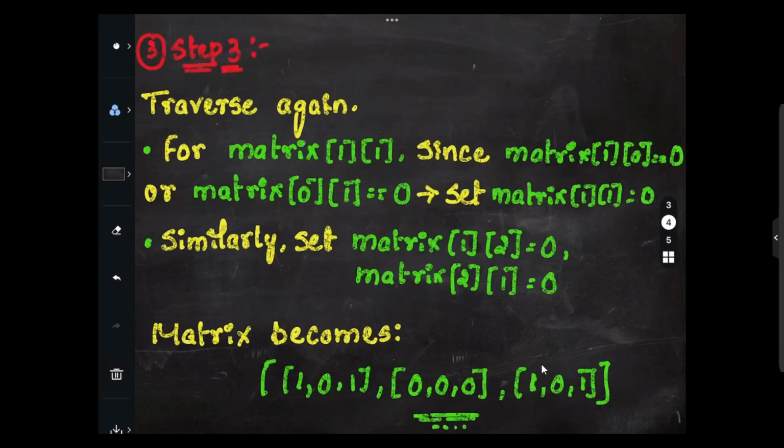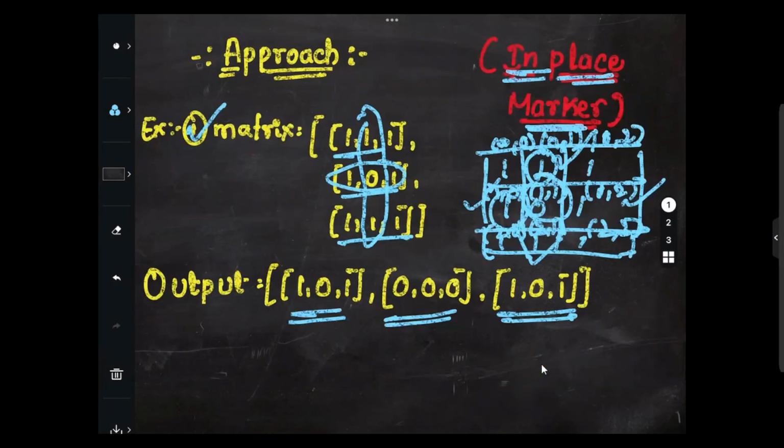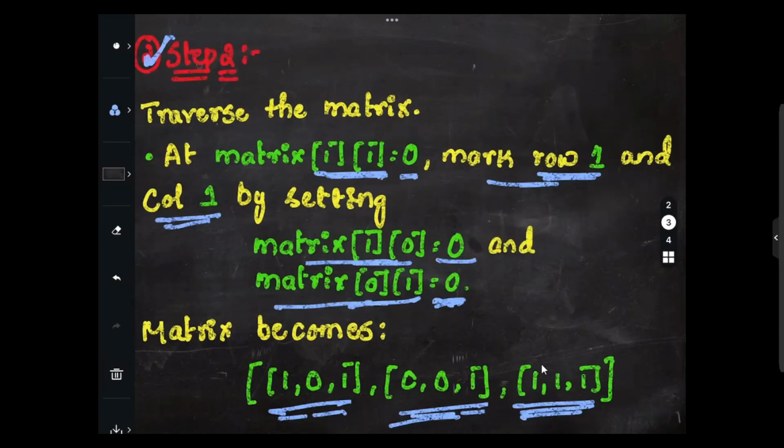So we will traverse again for matrix 1 comma 1. Since matrix 1 comma 0 is 0 or matrix 0 comma 1 is 0, we will set matrix 1 comma 1 equals 0. Similarly set matrix 1 comma 2 and matrix 2 comma 1. This one I'm speaking of. Matrix 1 comma 2 is this one and matrix 2 comma 1 is this one. Both are having 1, so we will set them to 0. Now the matrix becomes 1 0 1, 0 0 1 and 1 1 1.